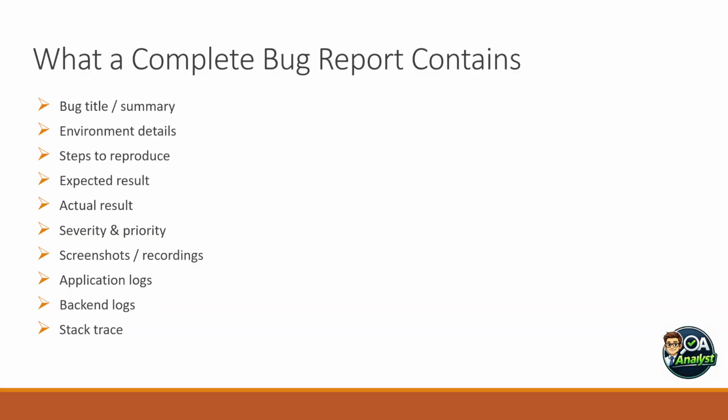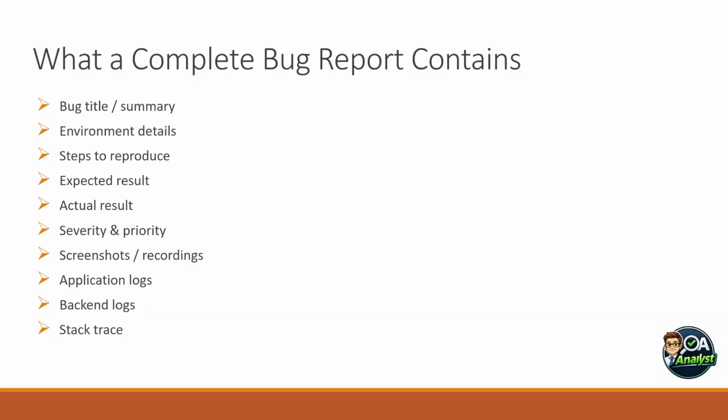Okay, the next is actual result. The actual result explains what actually happened. So again, no assumptions, no guesses. For example, login page refreshes and user remains on the login screen without any error message. So this clear comparison justifies the defect.